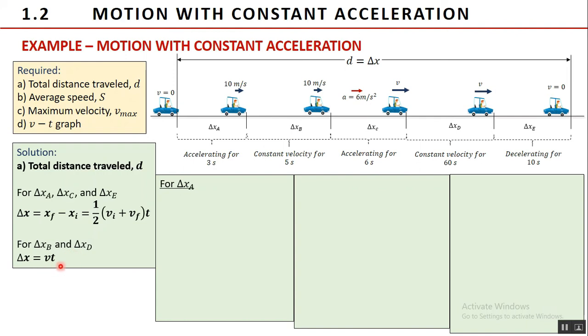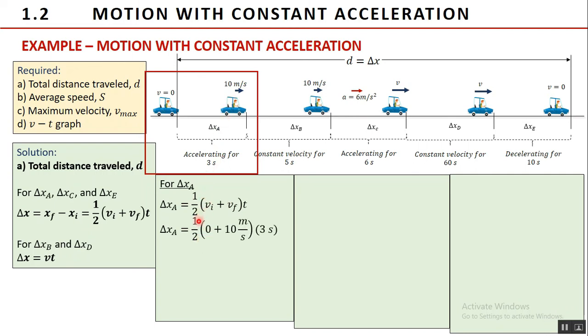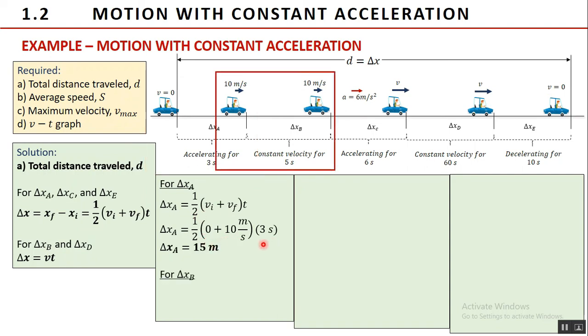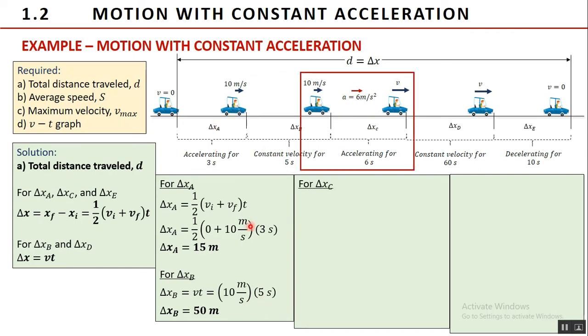For delta x sub a, we see that the initial and final velocities are 0 and 10 meters per second, respectively. The distance traveled for the first 3 seconds will be 1/2 of 10 multiplied by 3. So delta x sub a is 15 meters. For delta x sub b, this involves constant velocity. Delta x sub b is vt, that is 10 meters per second times 5 seconds. So the second distance is 50 meters.